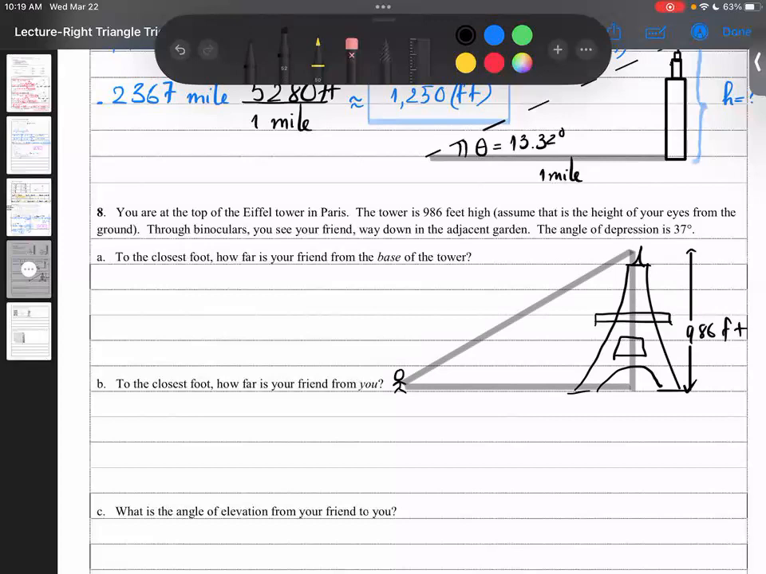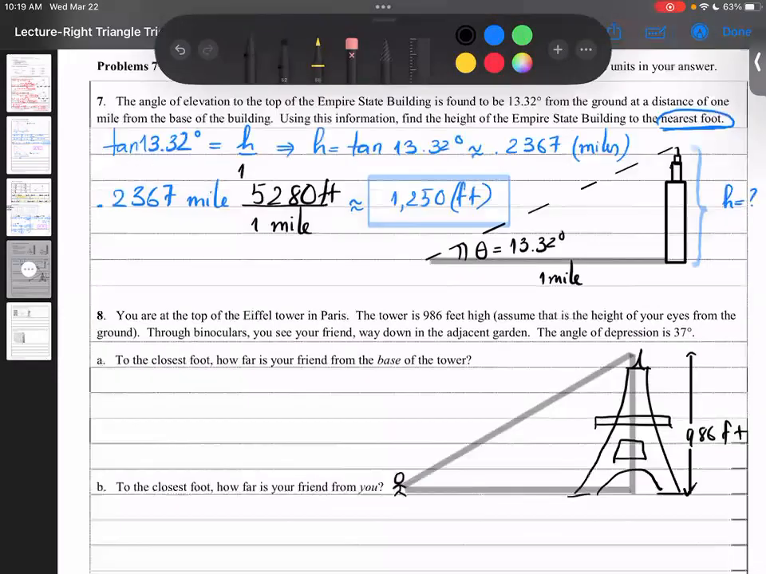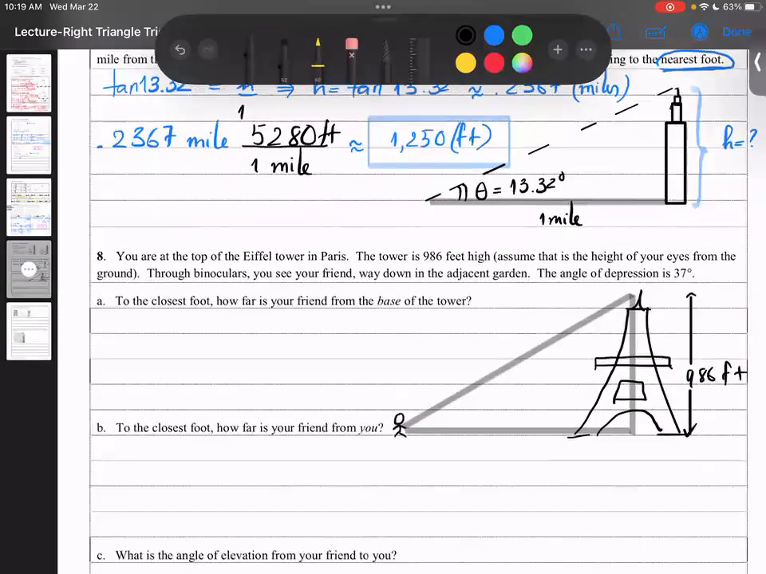Now, through binoculars, you see your friend way down in the adjacent garden. So that person is your friend. You at the top of the Eiffel Tower. The angle of depression is 37 degrees. Remember what I say about angle of depression: you start with horizontal first and then it goes down, right? Because you're all the way on top of the Eiffel Tower. I don't draw you there, that's you.